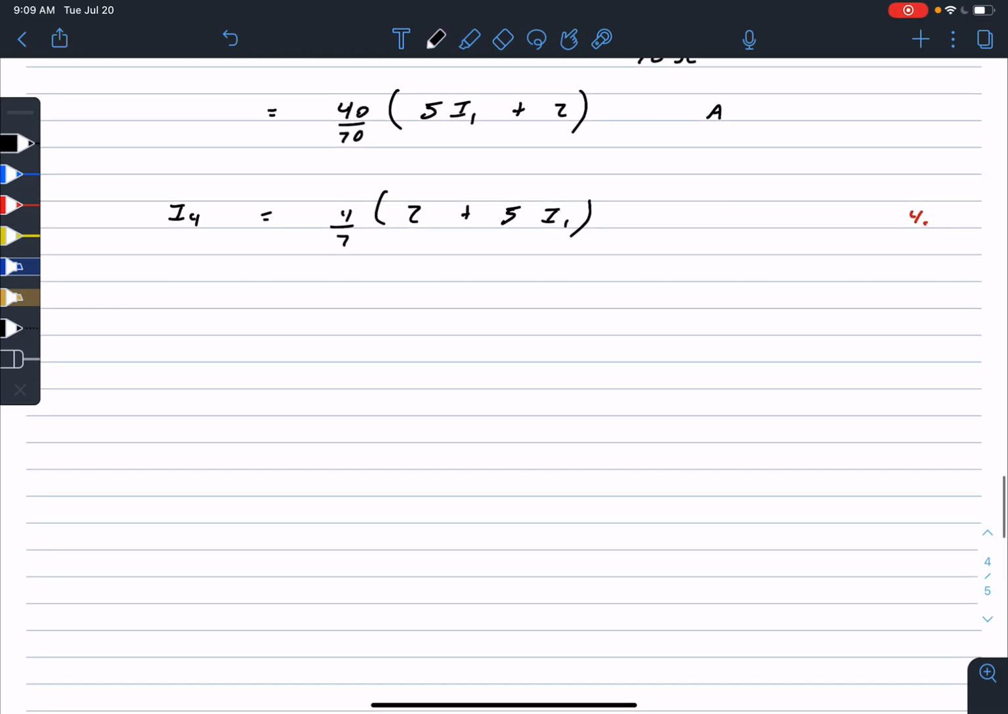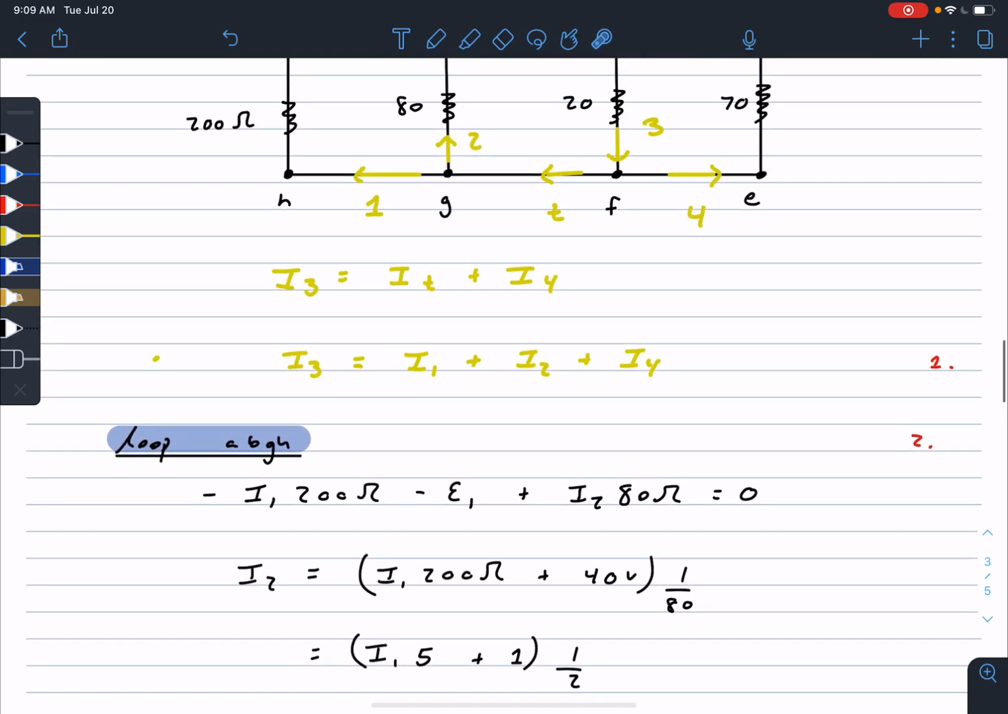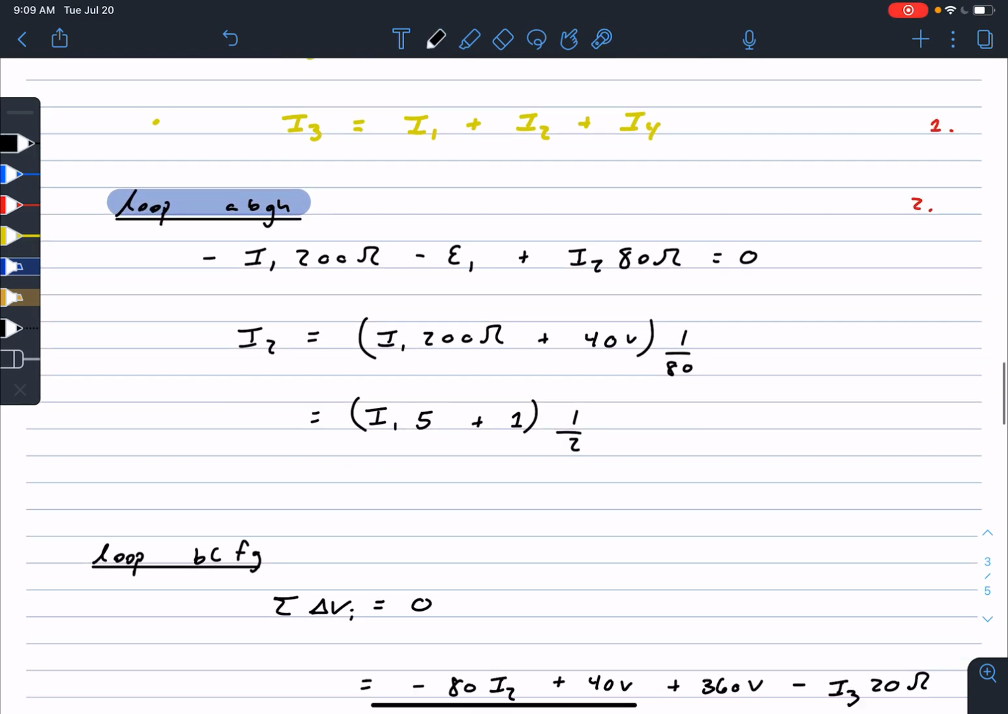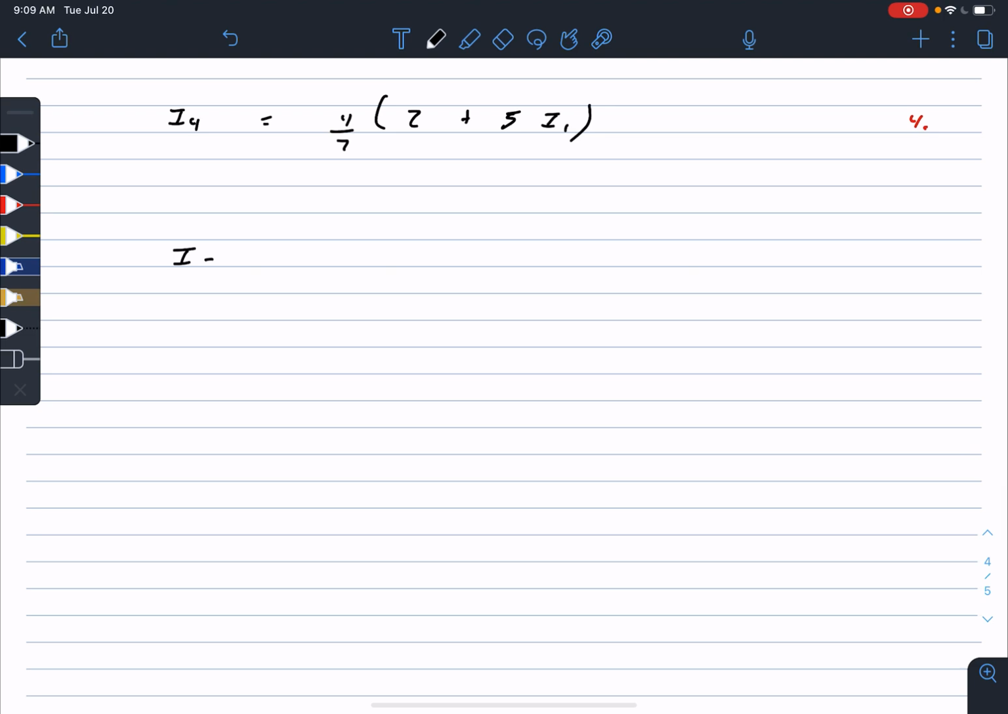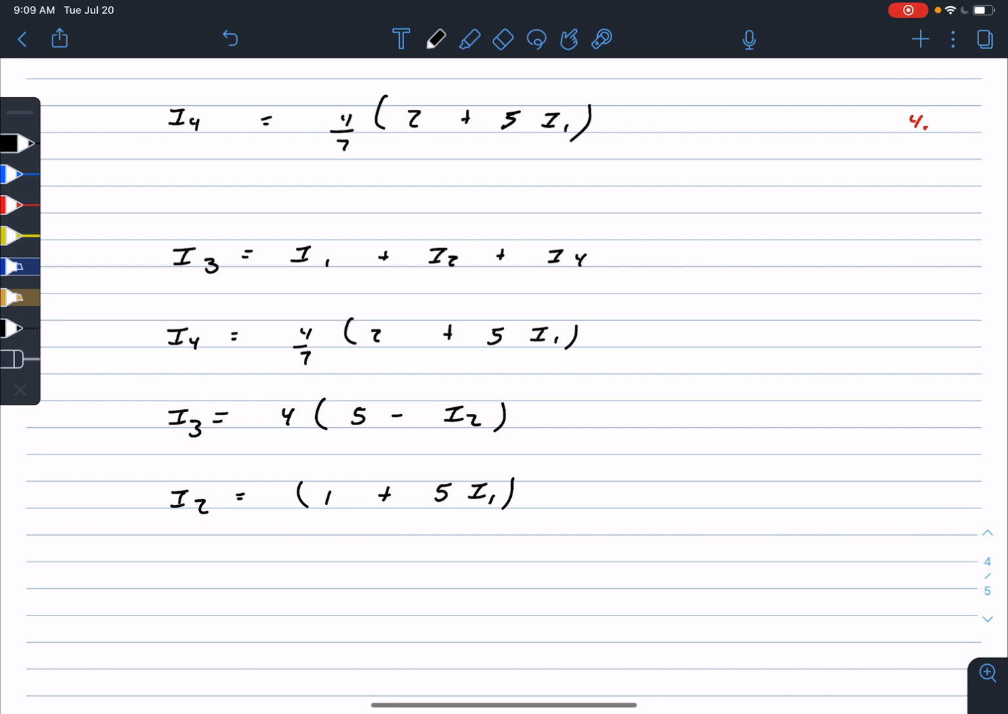So now we have 4 equations and 4 unknowns. Remember, we're trying to solve for 4 different currents. So let's write these out. I3 is equal to I1 plus I2 plus I4. I4 is equal to 4 over 7 times 2 plus 5 I1. I3 was equal to 4 times 5 minus I2. I2 was equal to 1 plus 5I1 over 1/2. Okay, now we use these and we solve for the currents.